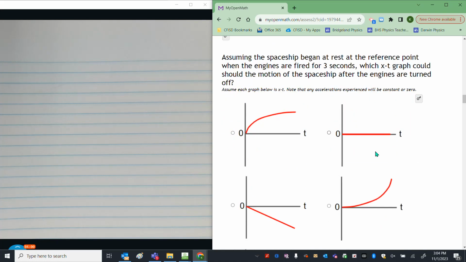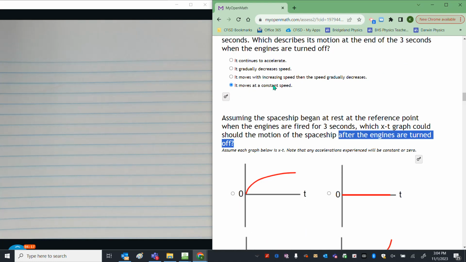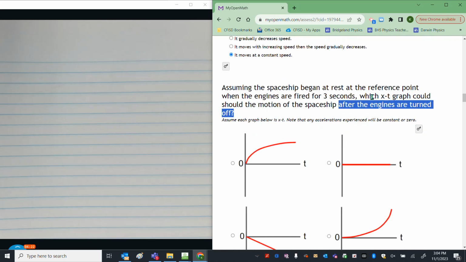Part of the same question, this one says, assuming the spaceship began at rest at the reference point when the engines are fired for 3 seconds, which position time graph could show the motion of the spaceship after the engines are turned off? Again, let's talk about this first. After the engines are turned off is what we just answered up here. We said it moves at a constant speed, and so now we need a position time graph that shows something moving at a constant speed. Again, for those first 3 seconds, it accelerated from rest, starting at the reference point. So now we're no longer at the reference point.